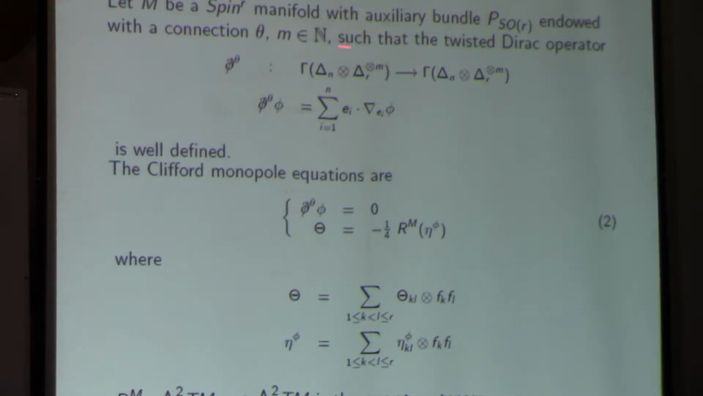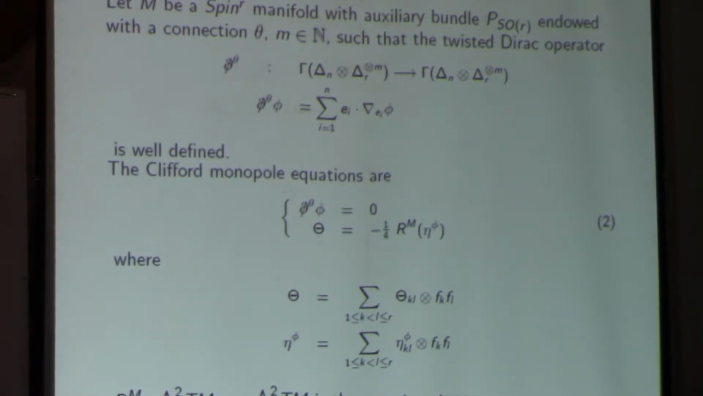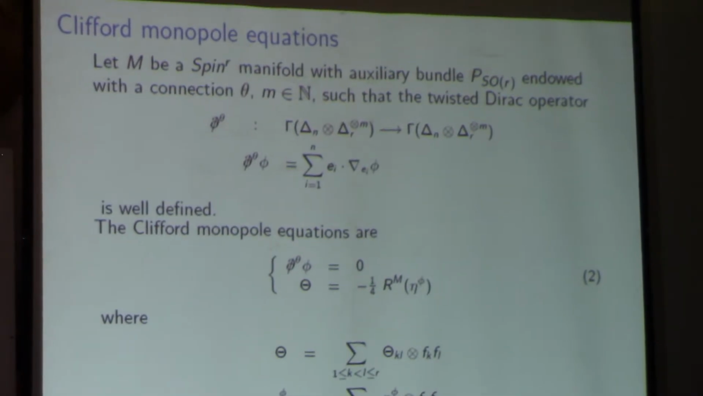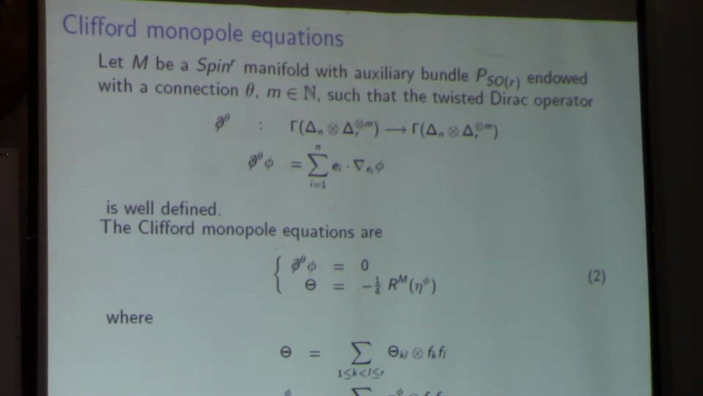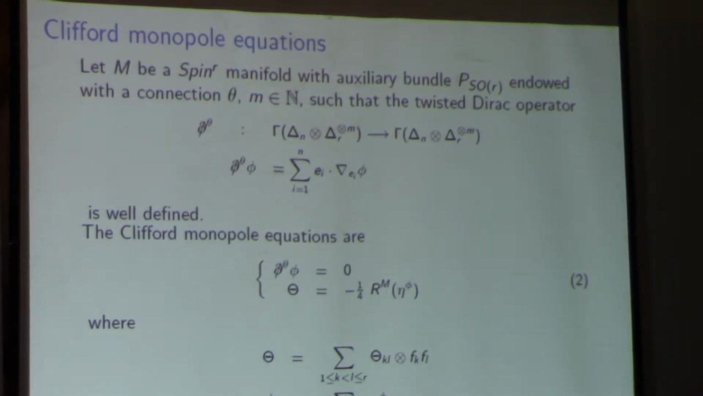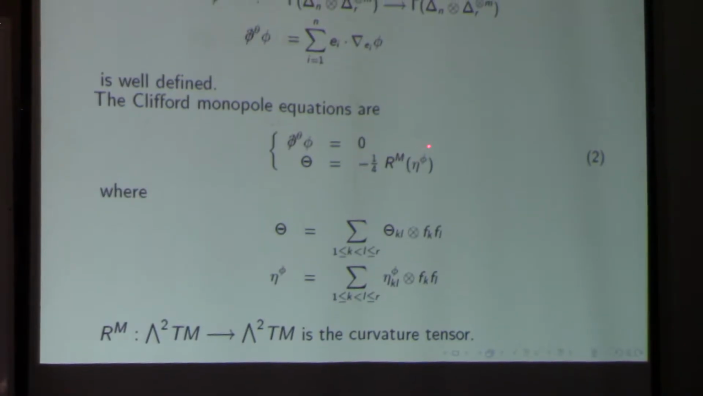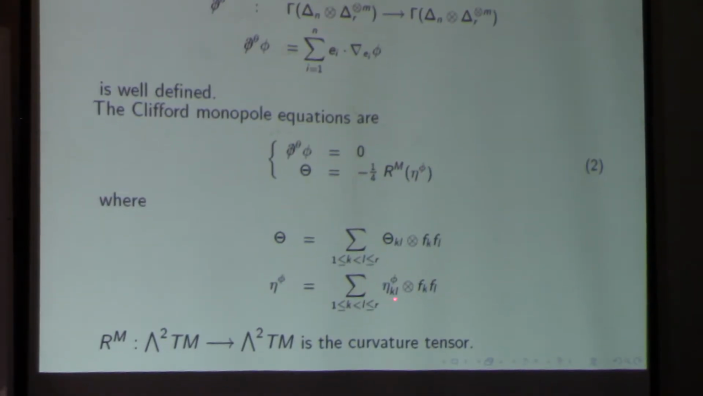Okay, so that's the Dirac operator. So the Clifford Monopole equations can be written like this. Here is an extra layer of generality in which the curvature tensor of the Riemannian manifold sends two forms into two forms. So it's a special, I mean, I have to write it in coordinates to explain it, but it's kind of an action on the two form associated to the spinor.